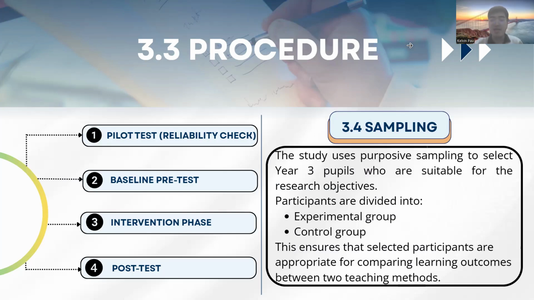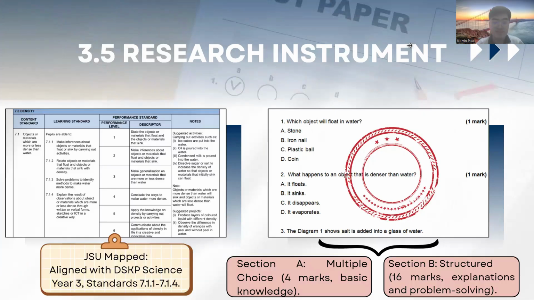And next we will go to the sampling. This study uses purposive sampling to select Year 3 pupils who are suitable for the research objective. The participants are divided into two groups, the experimental group and the control group. And next we will go to the research instrument.